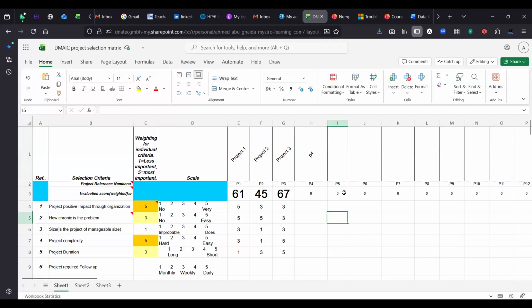Any questions, comments, concerns? Very good. Now let's get back to the materials.